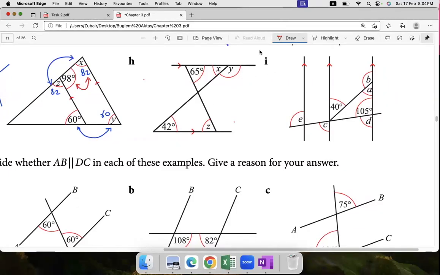H part. After these two, next question is interesting. What are we going to do? X equals to 42 because they're parallel. Which one, sorry? X equals to 42. Correct. X is 42. They are alternate angles.